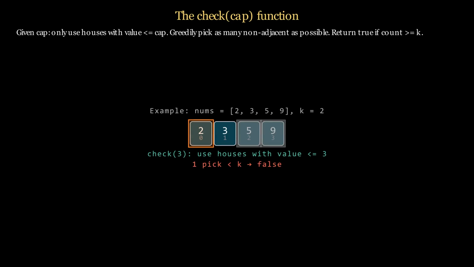Check 3, only houses with value at most 3 are indices 0 and 1. Greedy, we pick 0, then we can't pick 1 because it's adjacent. So only 1 pick, less than k, check 3 is false.